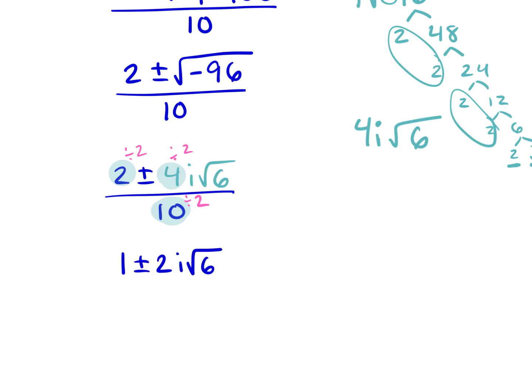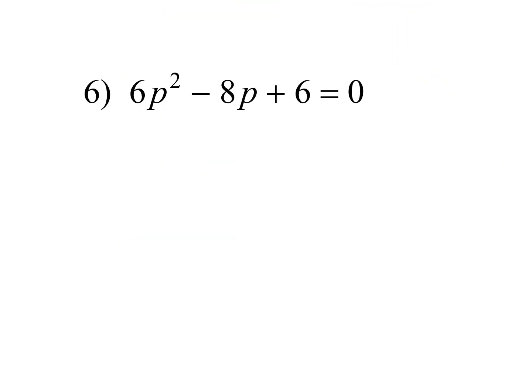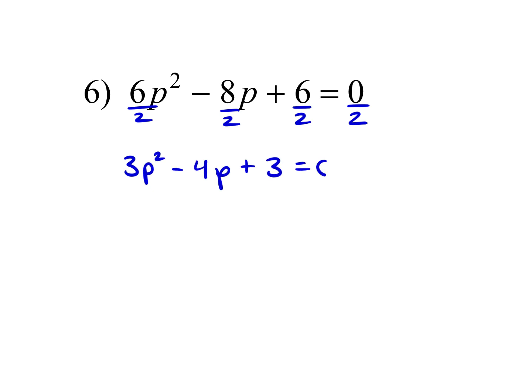Do I divide the square root 6 also? No, you can't divide into the square root. Over 5. So this would be our answer. What should we do first for number 6? Take out 2. We can divide everything by 2. Let's make these numbers smaller to make it easier for us. So we have 3p squared minus 4p plus 3 equals 0.